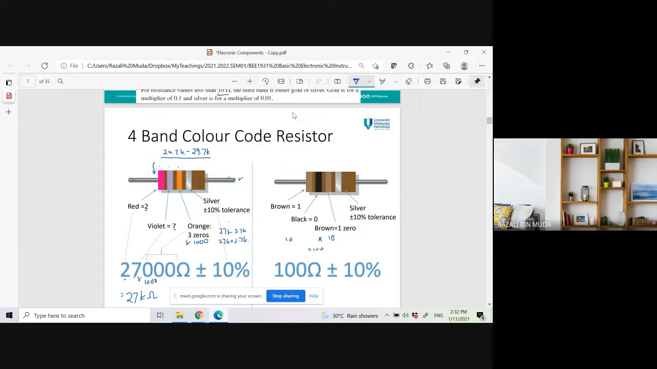So you can write this in terms of kilo ohm, 0.1 kilo ohm. So the value for this resistor is 100 minus 10%, minus 10, 100 plus 10 ohm. So the value should be between 90 ohm up to 110 ohm. Okay. So that is the value of the resistor according to the color. Okay, next.